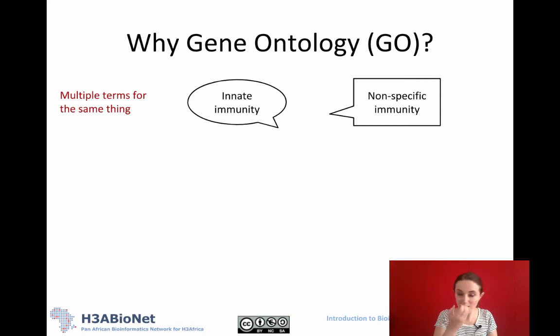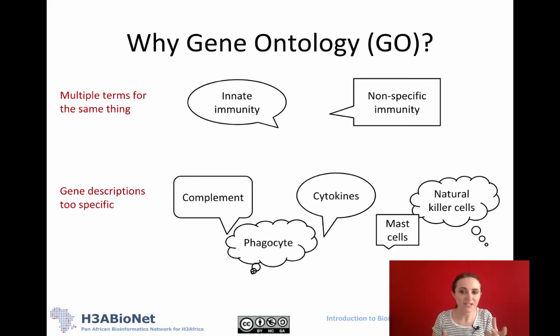So one thing that we do in language is we use multiple terms for the same thing. We use lots and lots of synonyms. So if I were to publish a paper that was describing the function of a gene and its involvement in innate immunity, that would be fine. Anyone can read that and see what it is. But if I wanted to use a computer to search for every single gene that was involved in non-specific immunity, then I might not find the paper that had used the phrase innate immunity, and vice versa.